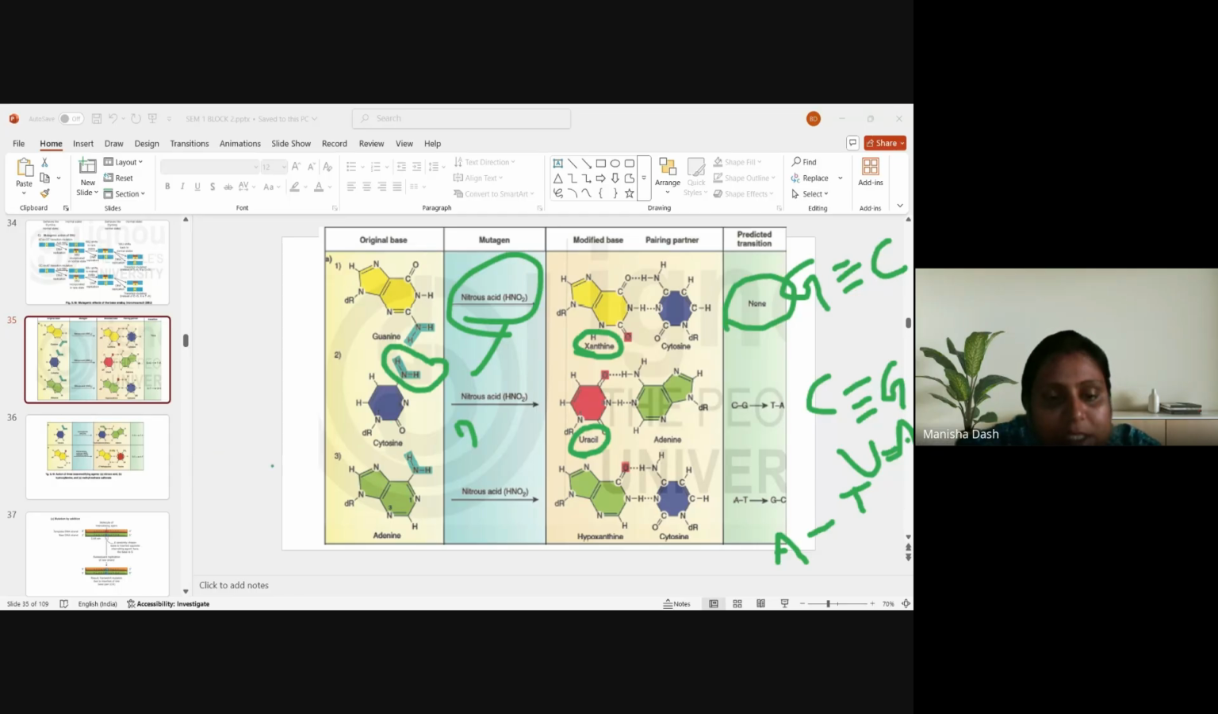Similarly, nitrous acid can act on adenine also, converting adenine into a product called hypoxanthine. Where normally adenine pairs with thymine, hypoxanthine will be pairing with cytosine. Now, in the next round of replication, the cytosine will normally pair with guanine. So the earlier sequence you started with, A and T, will ultimately be replaced by G and C. So an AT to GC transition mutation will occur.